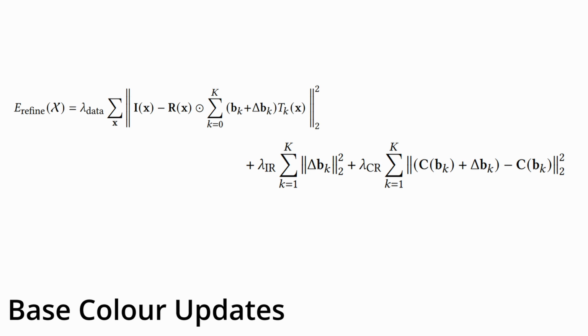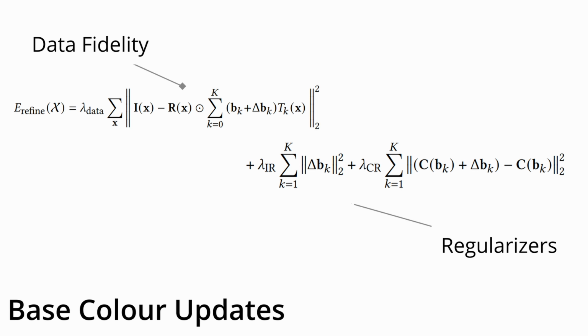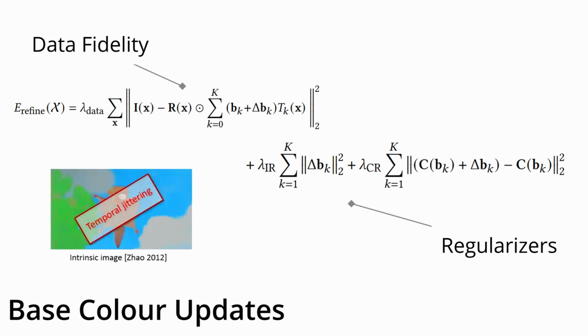A set of base colors is identified from the video's first frame's clustered chromaticity. Each frame it is updated using a data fidelity term to make sure the decomposition still matches the input. Additionally, updates are limited in size and variation from the chromaticity to prevent flickering due to large updates between frames.